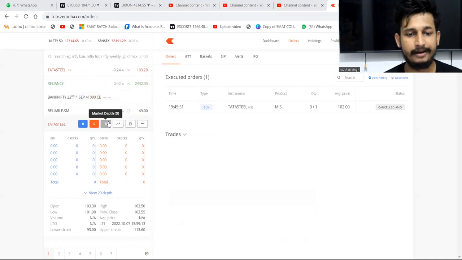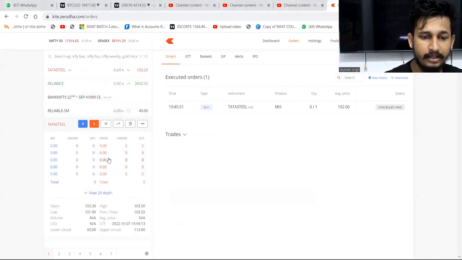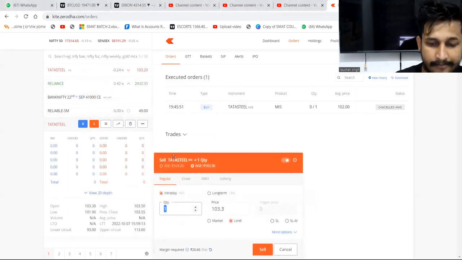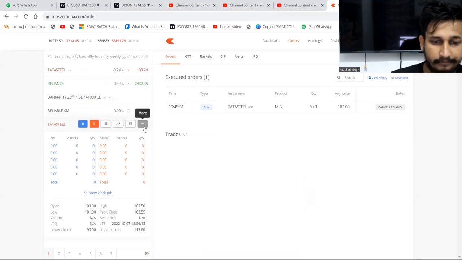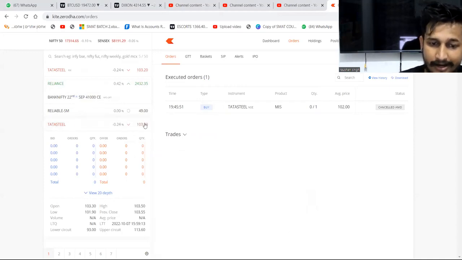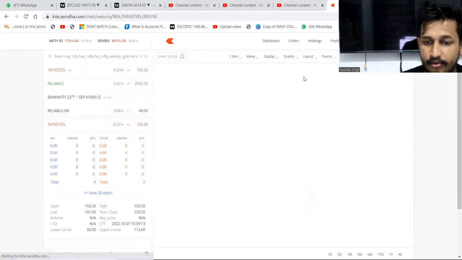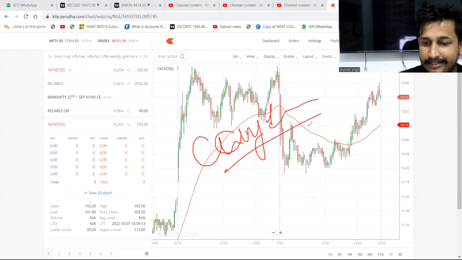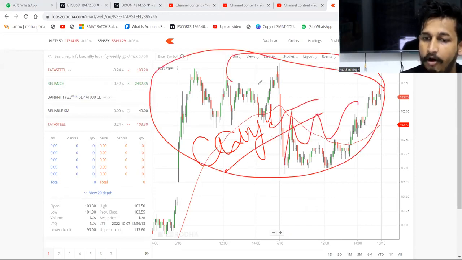Now let's understand more about the other things as well. When I click this option, let's say I click on more, all these things are here. If I want to buy, I'll click on buy. If I want to sell, I'll click on sell. If I want to view the charts, this is known as a candlestick chart. It will give me information, and on this basis only we will be taking all our trades.